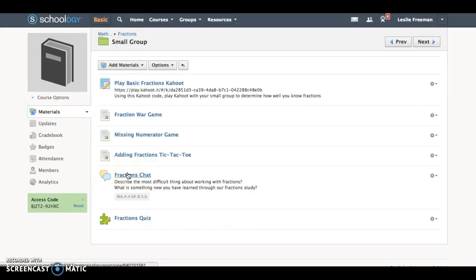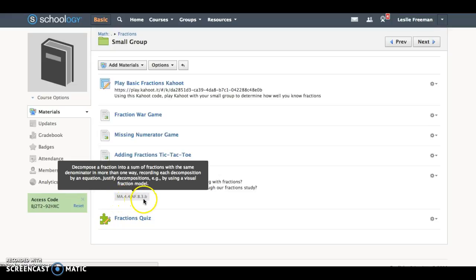Something I wanted to add was one of the chats, one of the discussion boards. So I did add one here in this small group. It says fractions chat. And I wanted to see all the different things I could do with Schoology and some of these things. So I did go ahead and add the different standards here so they can see exactly what they're talking about.